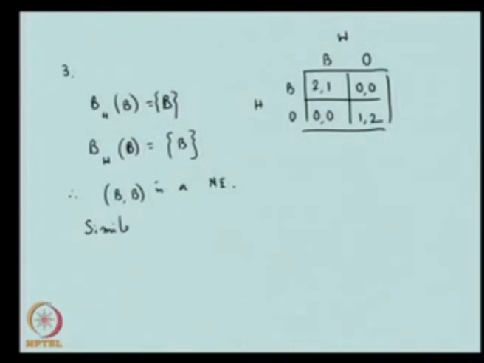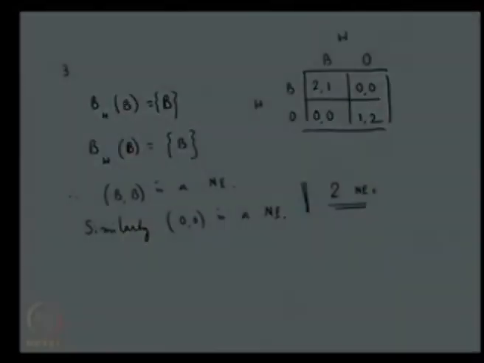Similarly, OO is a Nash equilibrium, because given the wife is going to the opera, the husband will go to the opera, that is his best response, and given that the husband is going to the opera, the wife will go to the opera. So these are the two Nash equilibria.